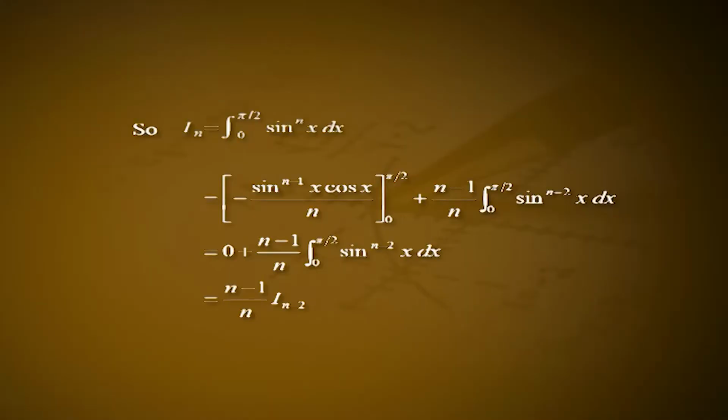So, I n is equal to integral from 0 to pi by 2 of sin raised to n x dx, which is equal to minus sin raised to n minus 1 x cos x divided by n between the limits 0 and pi by 2, plus n minus 1 divided by n integral from 0 to pi by 2 of sin raised to n minus 2 x dx, that is equal to 0 plus n minus 1 by n into integral from 0 to pi by 2 of sin raised to n minus 2 x dx, which is equal to n minus 1 by n into I n minus 2.